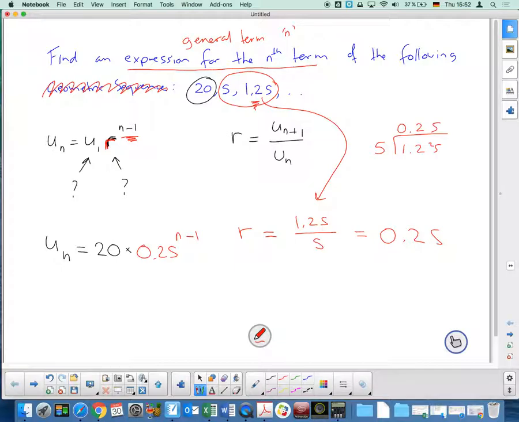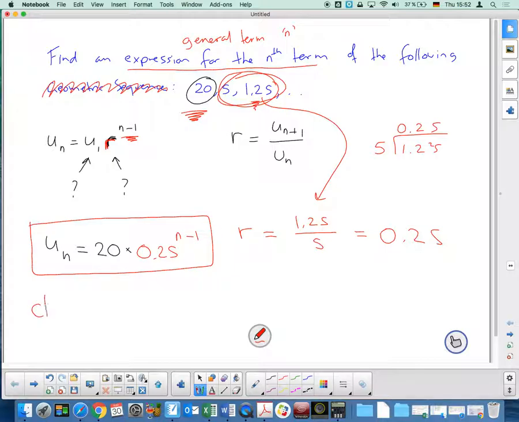And that's it. I've now got the general expression for the term, and it's always the same thing. You're always looking to find these 2 things from the information. You're looking for your first term, and you're going to get your ratio, and then you substitute it into the formula, and you can simply leave your answer like that. That would be the general expression.